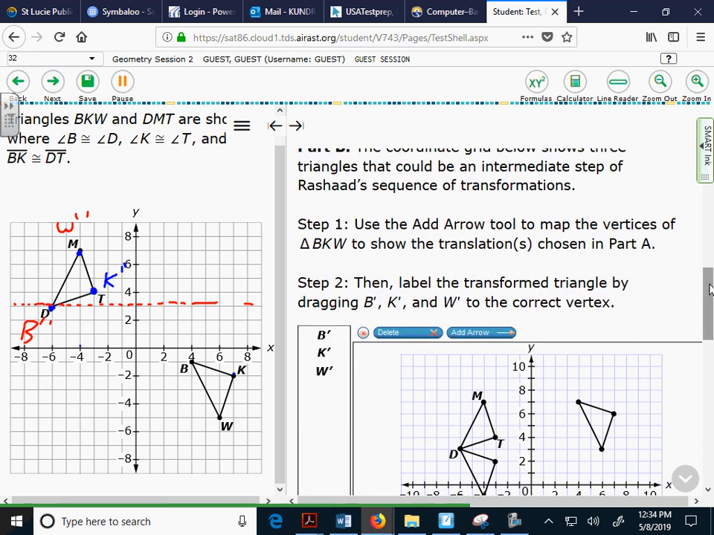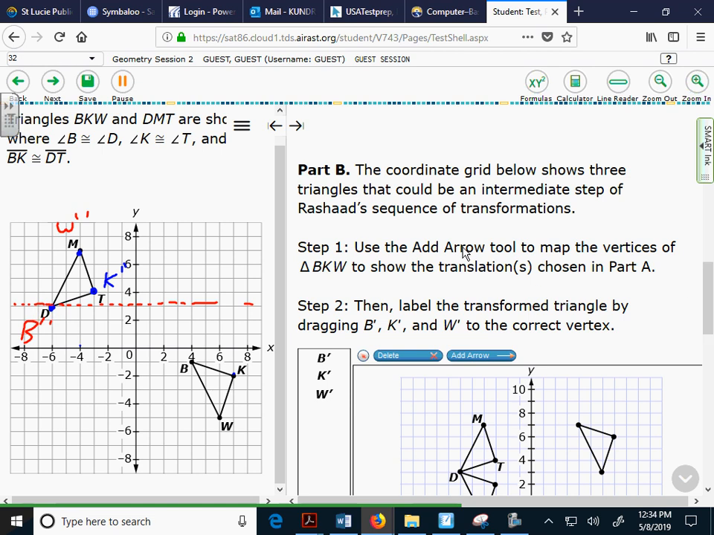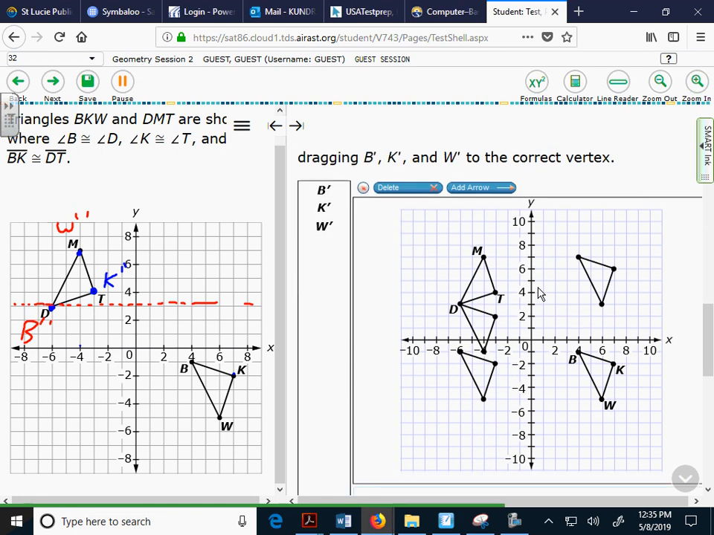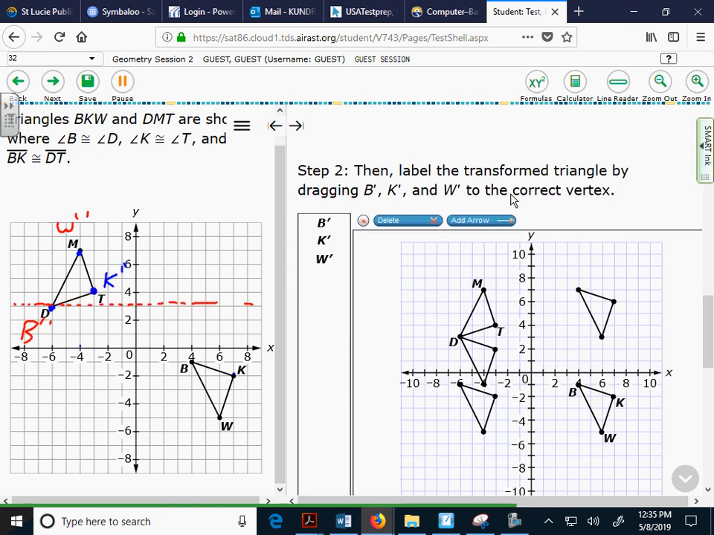This is part B. It is saying to use the add arrow tool to map the vertices of BKW to show the translations chosen in part A. So all we're going to do, guys, is move this guy, but it says translations. So are we actually going to do that reflection here? No, we're just going to talk about the translations. So this is a little tricky. But what we are going to do is take this guy and move it. Remember, we went left 10 and up 4.